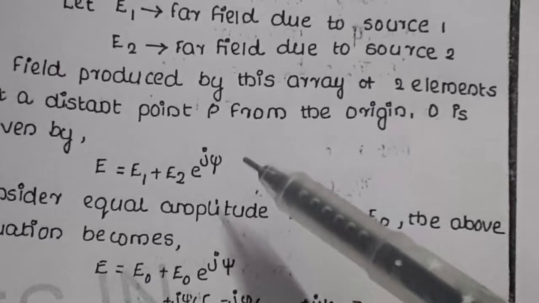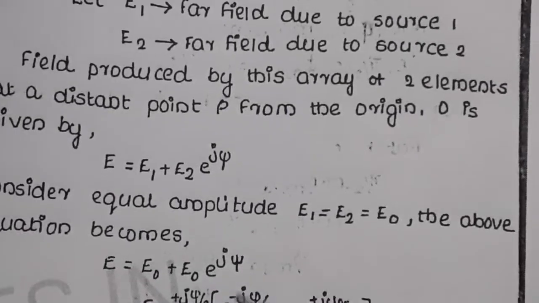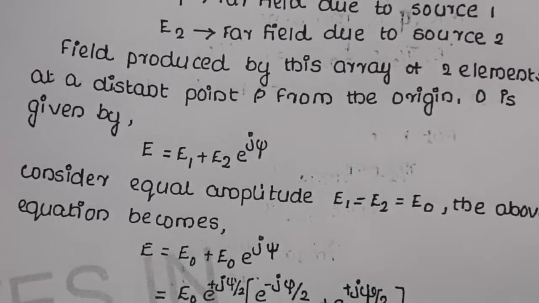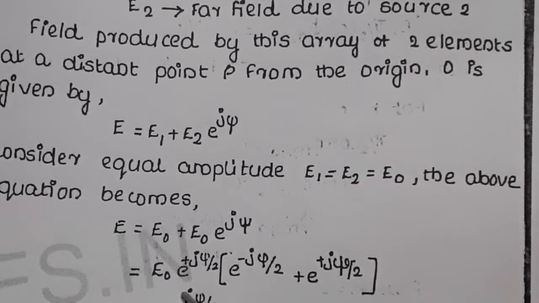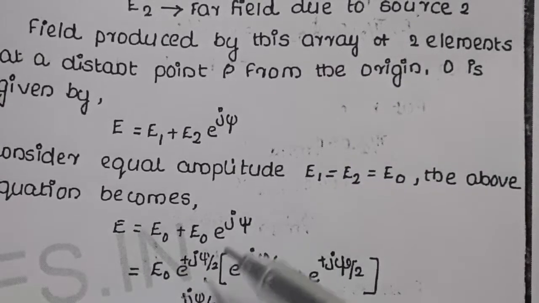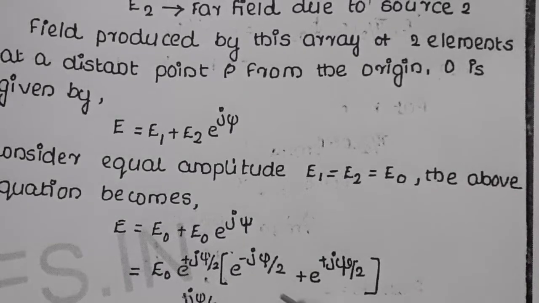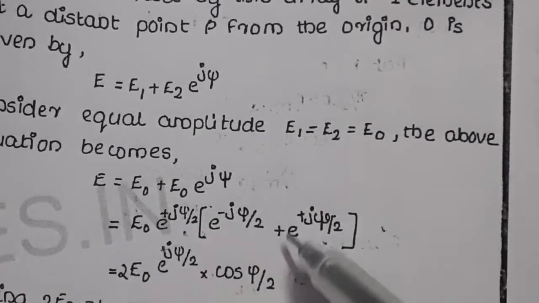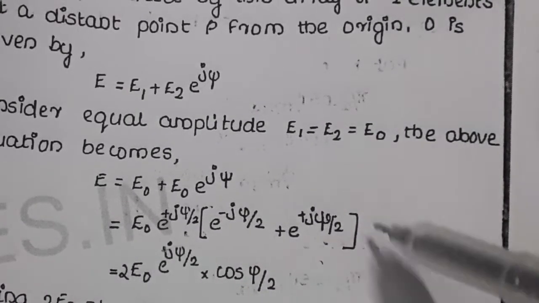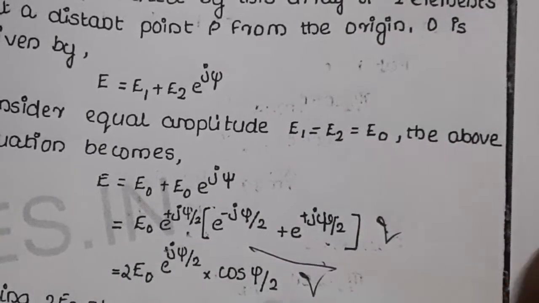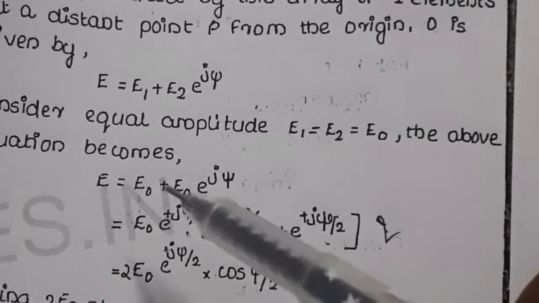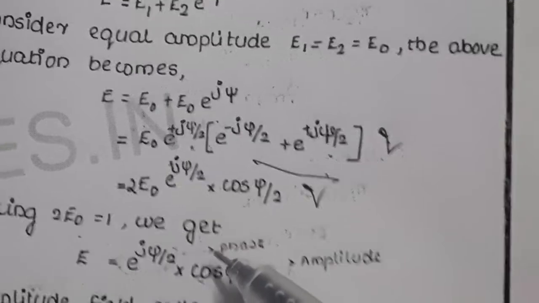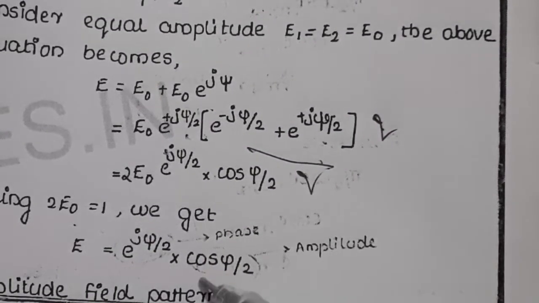Already I told all these things; the same derivation is applicable here. So E is equal to E naught plus E naught e power j psi. Again E naught is common here, so E naught e power j psi by 2 is common, times e power minus j psi by 2 plus e power j psi by 2. Multiply and divide by 2, so you will get 2 E naught. By taking the normalization, 2 E naught is equivalent to 1. So we get E is equal to e power j psi by 2 cos psi by 2.